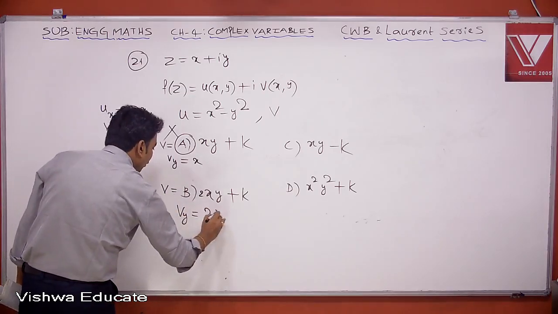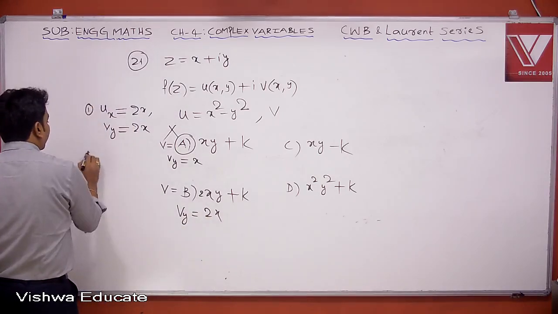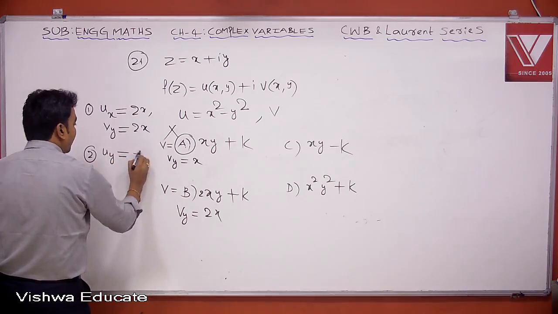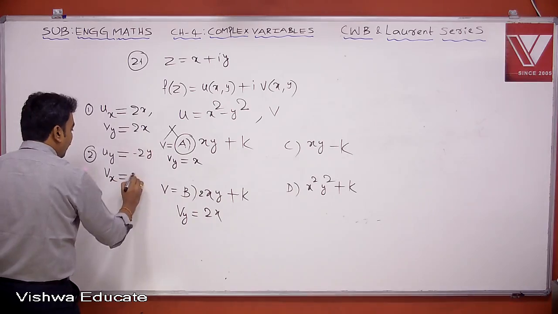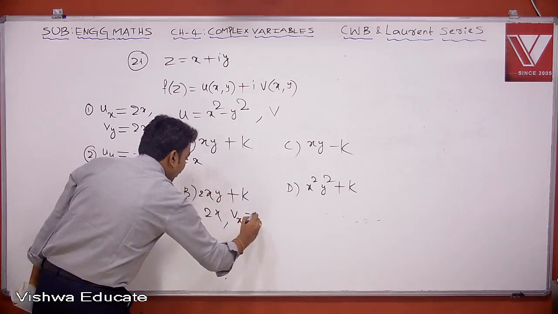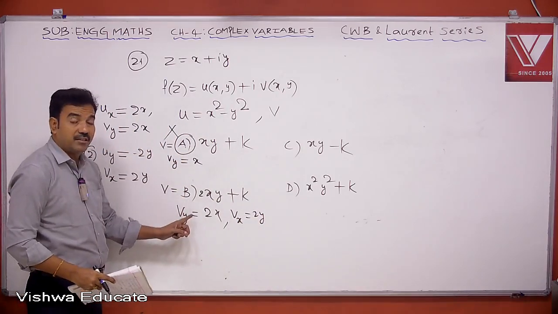Vy is 2x, so it satisfies the first CR equation. So go for the second CR equation. For the second CR equation, Uy is required. This is minus 2y, so therefore Vx should be the negative of this. It must be 2y. In this case, Vx is 2y. Therefore the second option satisfies both the CR equations.